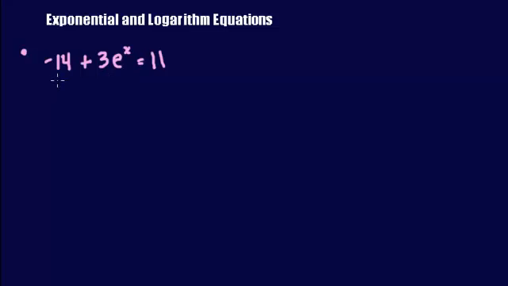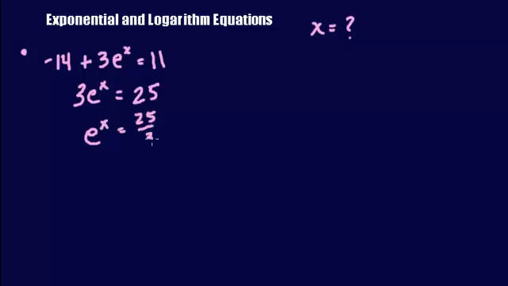So I'm going to move the 14, I'm going to move the 3, and then I'll have the e to the x all by itself. And your goal in solving an equation is to make it read x equals whatever at the end. So I want to get x all by himself. I'm just going to start moving junk over. I'm going to add 14 to both sides. I'm going to have 3e to the x equals 25. I'm going to divide both sides by 3 and get e to the x equals 25 over 3.